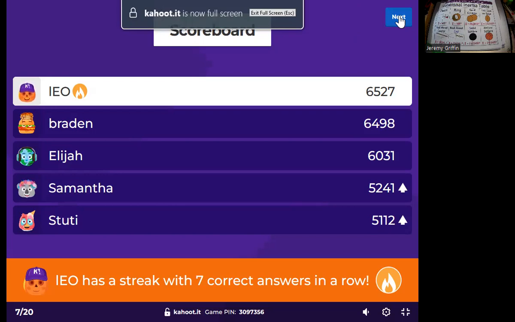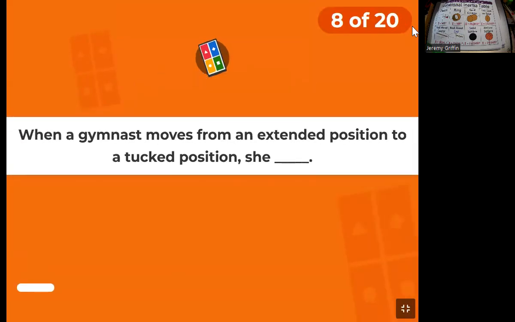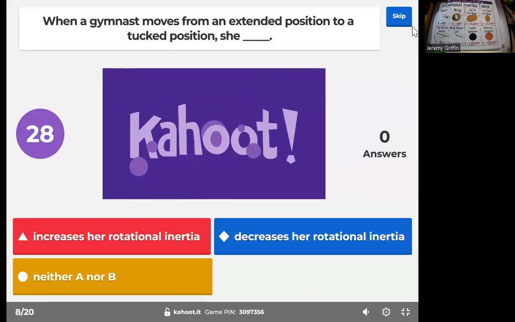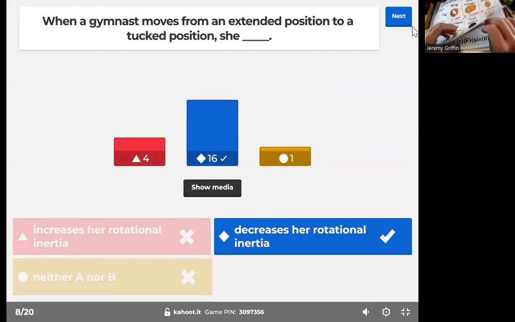I got IEO on fire. When a gymnast moves from an extended position to a tuck position, ooh, reminds me of the ice skater. I think you have the same principle going on. Yeah, there you go. It's going to decrease your rotational inertia.